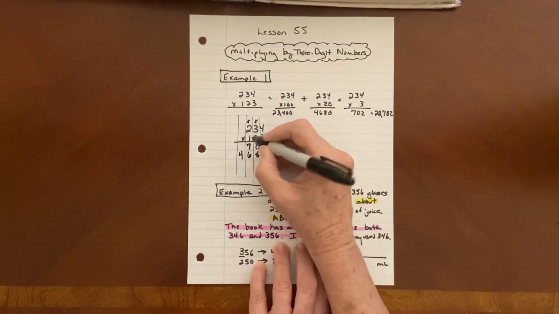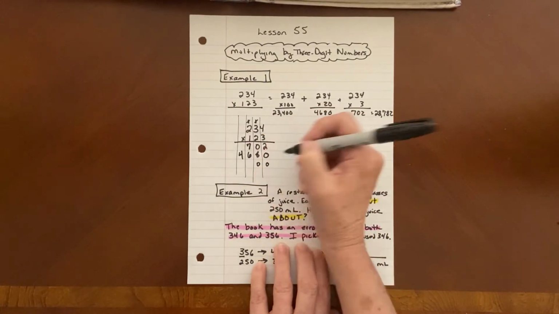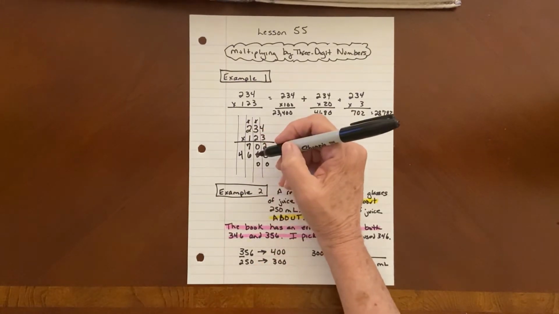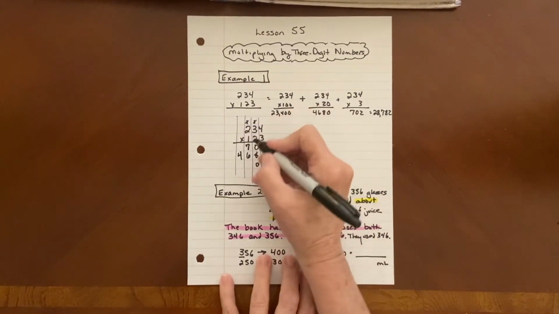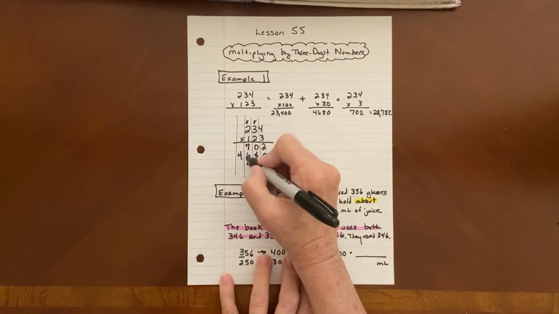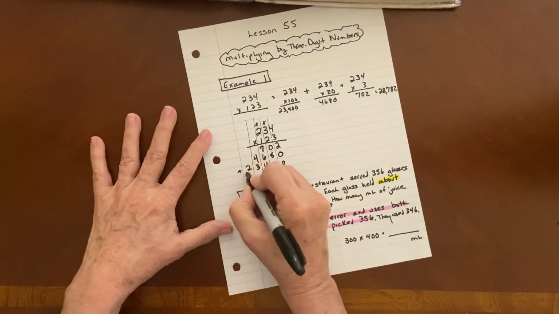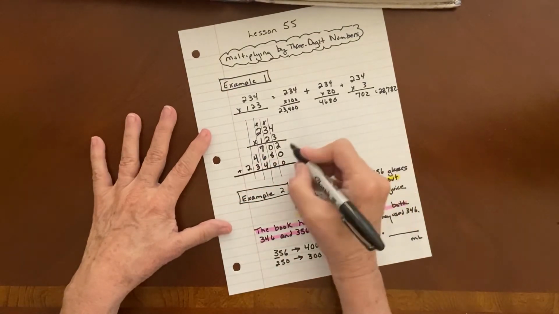Okay, let's do the 1. So I'm going to put 2 place holding zeros because I remember I want to start right under that 1. That's the number I'm working with. So 1 times 4 is 4, 1 times 3 is 3, 1 times 2 is 2. I'm going to add them all up. Let's see if I get the right number.